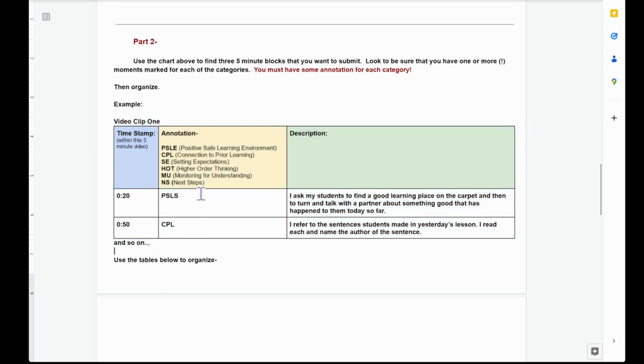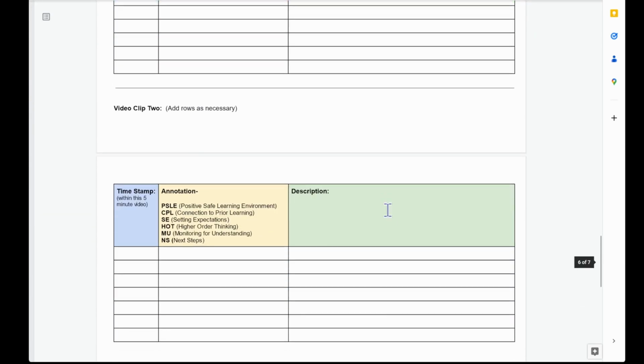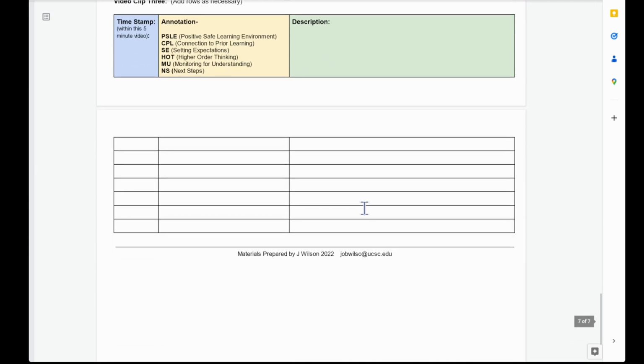Okay. These are the 5 things you're looking for. You can mark times in your 5-minute video clips. You mark the element that's showing up in the annotation and a description again. I've given you a table for each of these. Use this as makes good sense to you.